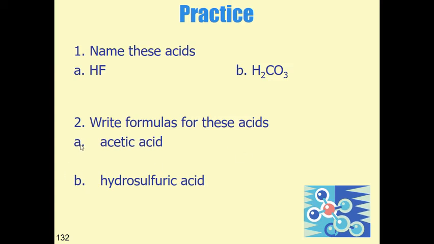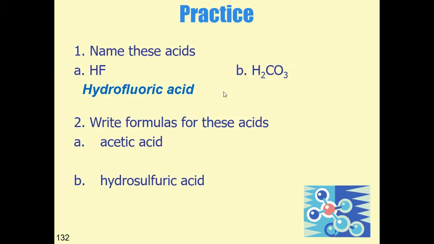HF. Okay, this is an acid because it starts with hydrogen. So we need to figure out what the anion is. The anion is F minus, which is called fluoride. Because it ends in ide, fluoride, we need to write the word hydro, and then we're going to replace the ide with ic, and then add the word acid. So this guy's name is hydrofluoric acid. We added hydro first, and we replaced the ide with ic, because this was fluoride.